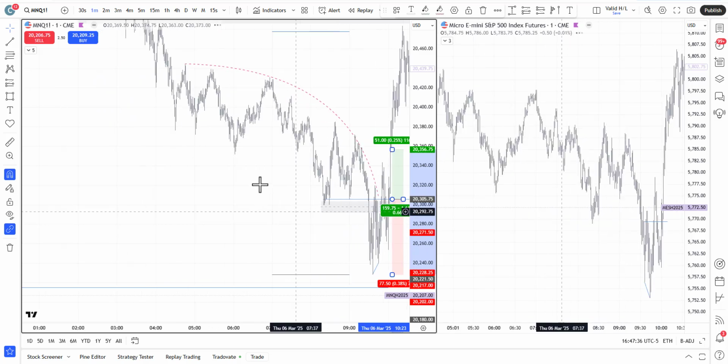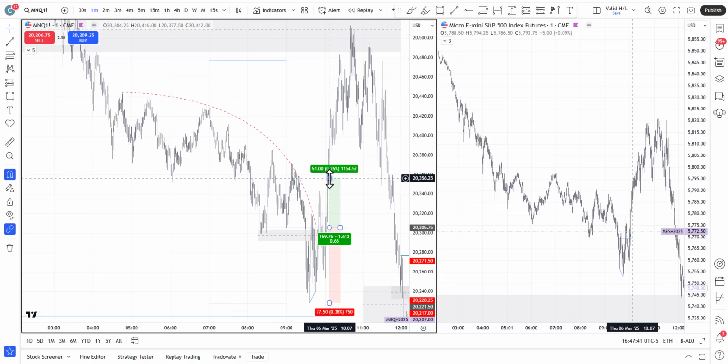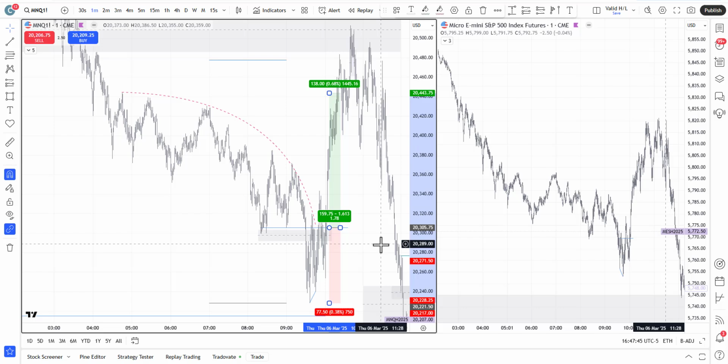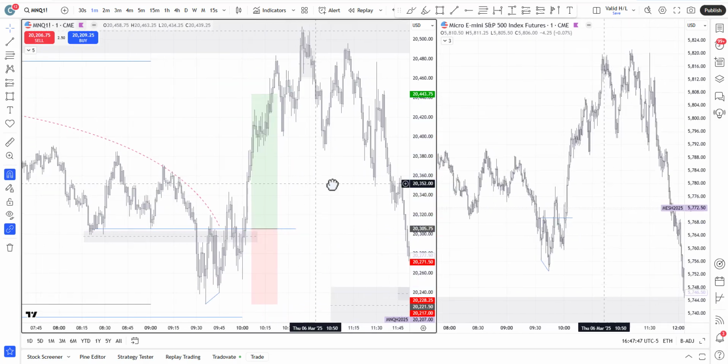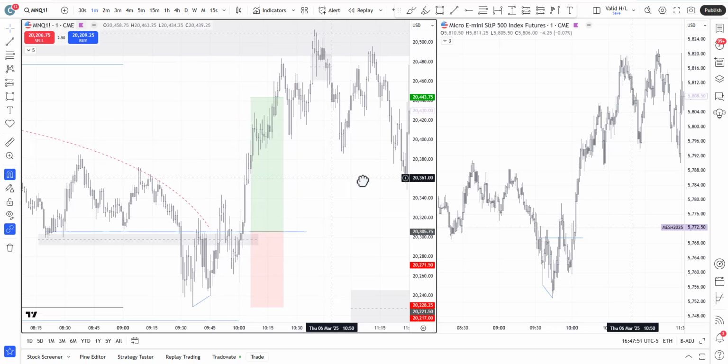And what is my target? The target is at least taking out all these highs. So that would be here. That's a 1.78. It's okay. I mean, actually the trade went really quick.